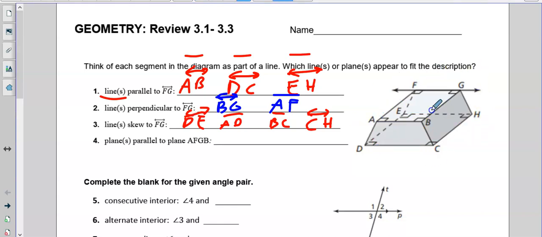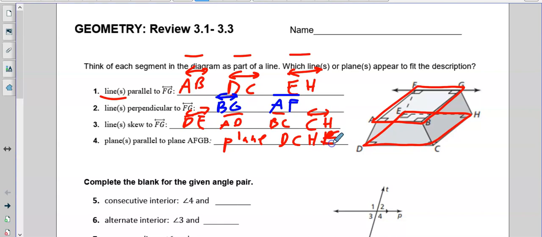All right, last, planes parallel to AFGB. So AFGB, that's the top. So parallel to that would be the bottom, DCHE. And remember, use the word plane. Don't lose points on this. DCHE. And if you want to, you can use any 3 of those letters. Okay, I'm just listing all 4 of them. And some people like to name the entire plane. That's fine when you're talking about a shape. It's up to you. So DCHE or any 3 of those 4 letters would work.